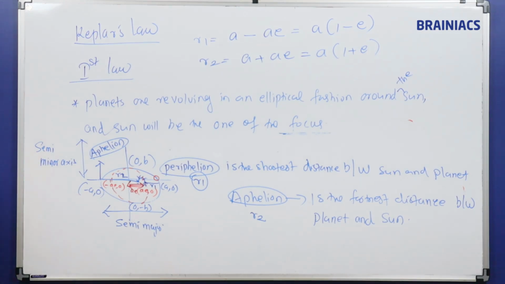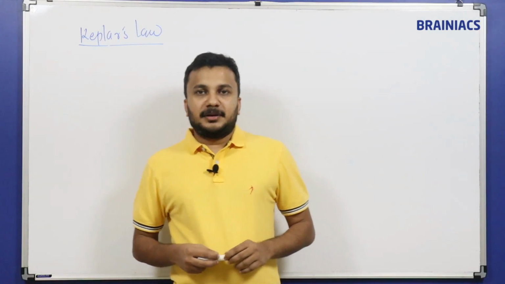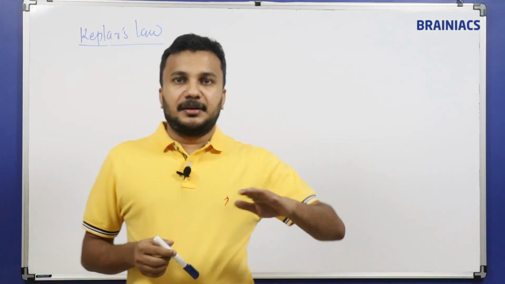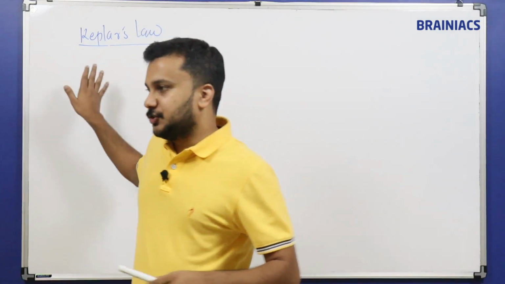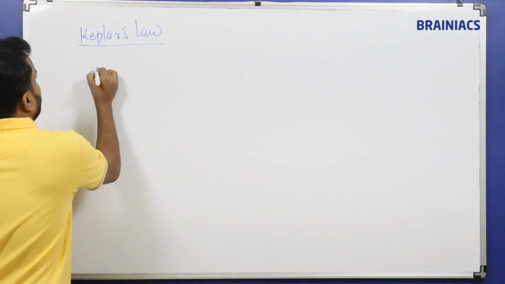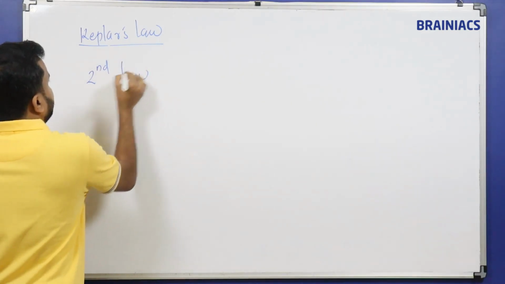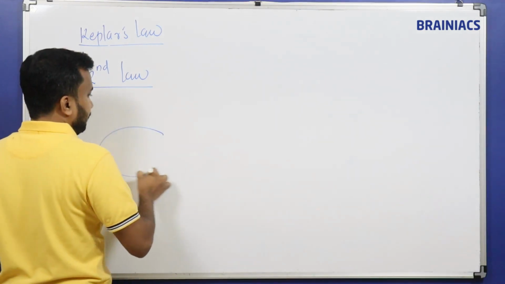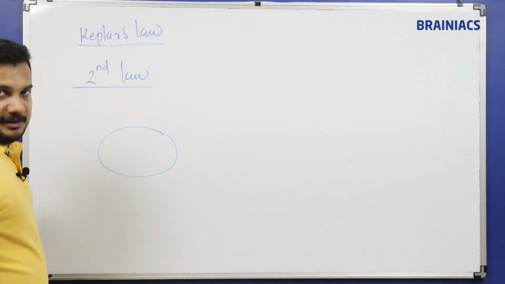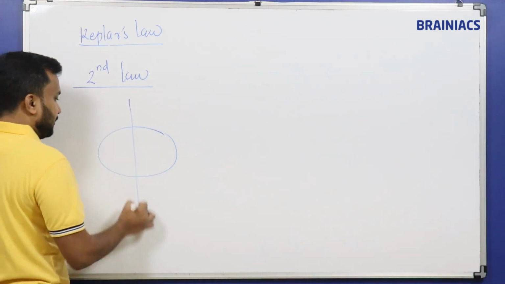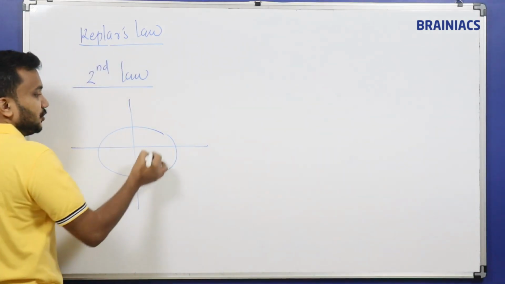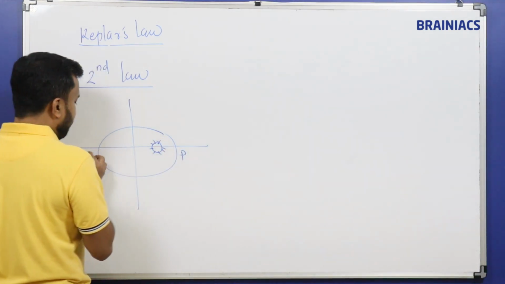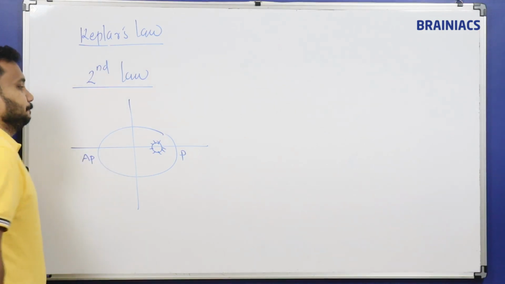We'll move to the second law. We'll move to the next topic, Kepler's first law we have learned in detail. Now Kepler's second law and third law. So the next topic is Kepler's second law. What is Kepler's second law? Kepler's second law states that the speed of the planet around the sun is different. Listen to the board first, then we'll write the definitions. Here we have our sun, here we have our perihelion, here we have our aphelion.